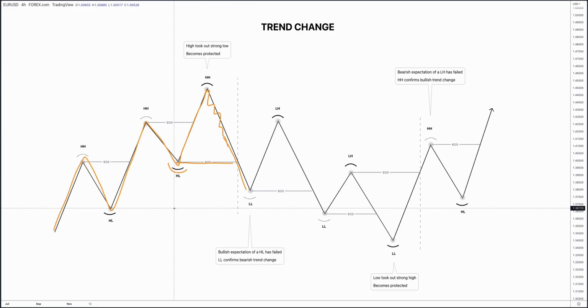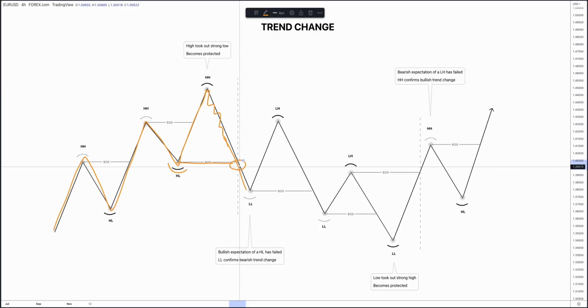So for me, and what I would recommend, how we use it in Photon, is the moment we get that first break of structure in the opposite direction, that is a confirmed trend change. So the moment we get that bearish BOS there, that bearish break of structure, at this moment I've circled, and where we have this dashed line, the trend on this time frame is now confirmed bearish, okay? And that is as simple as I want you to keep it for trend changes, okay?